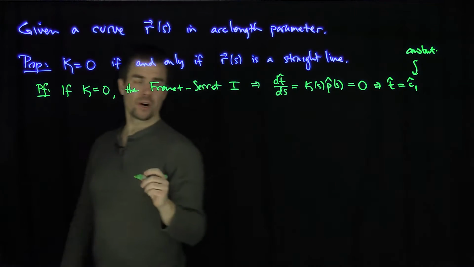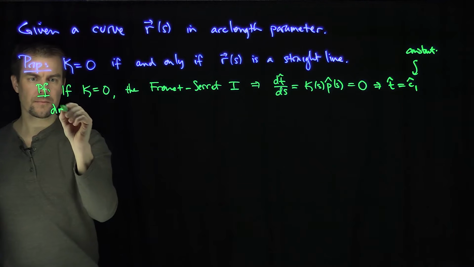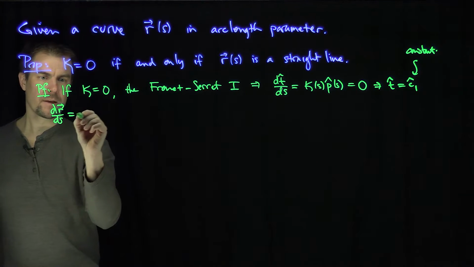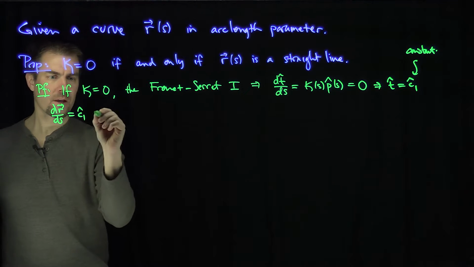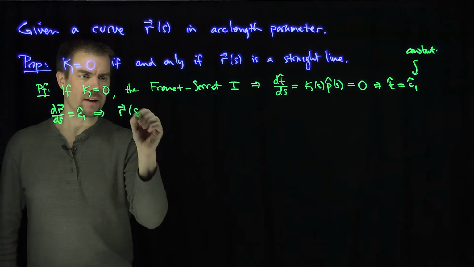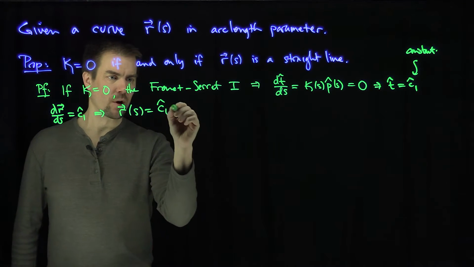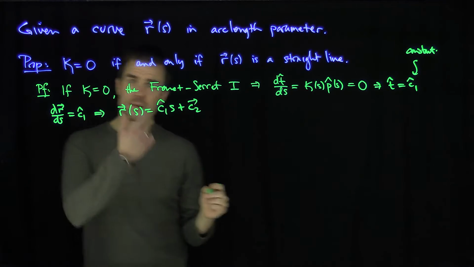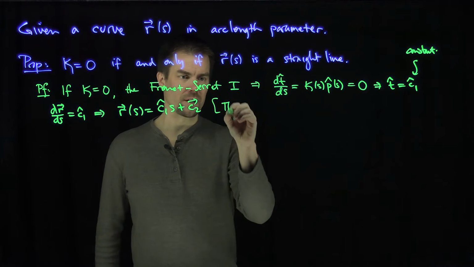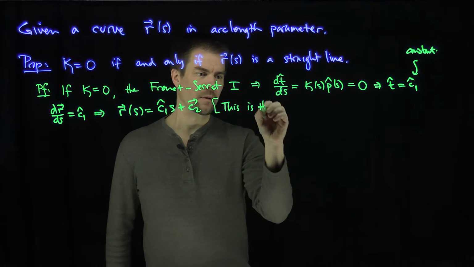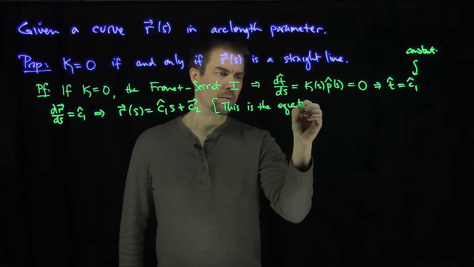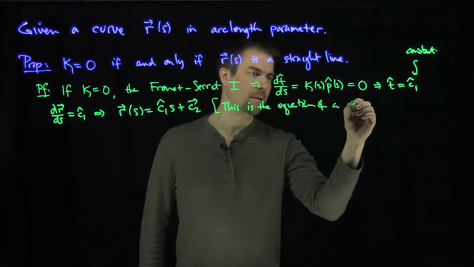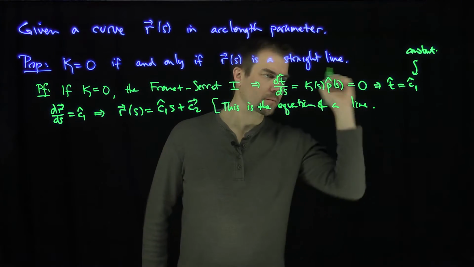But remember that T hat is just dR/ds, so dR/ds is that constant c1. So integrating this, we have that R of S is this constant vector c1 times s plus some other vector c2, and that's the equation of a line. This is the equation of a line. Great.